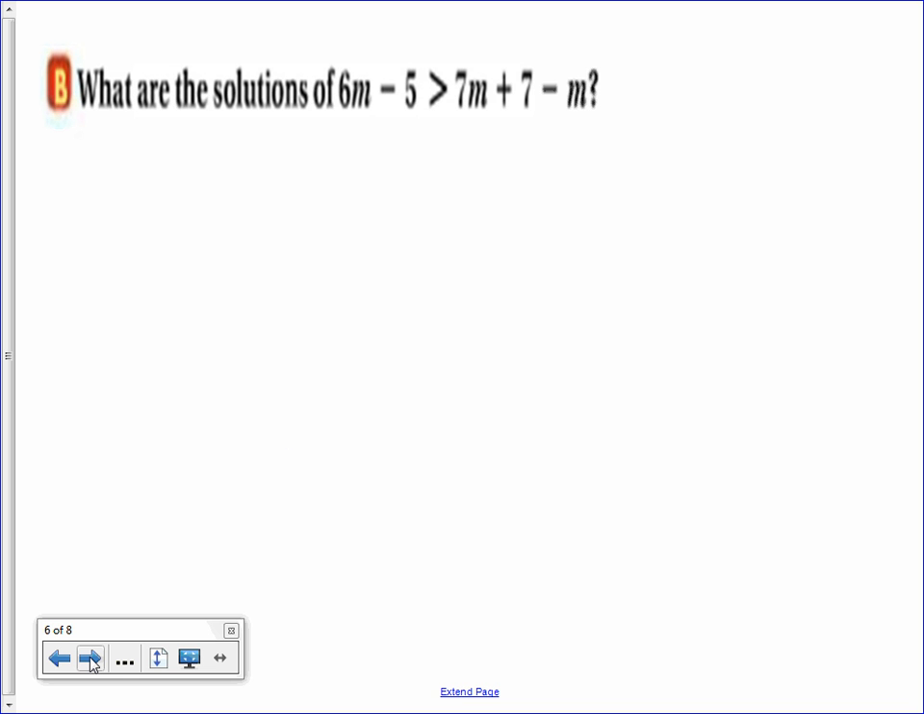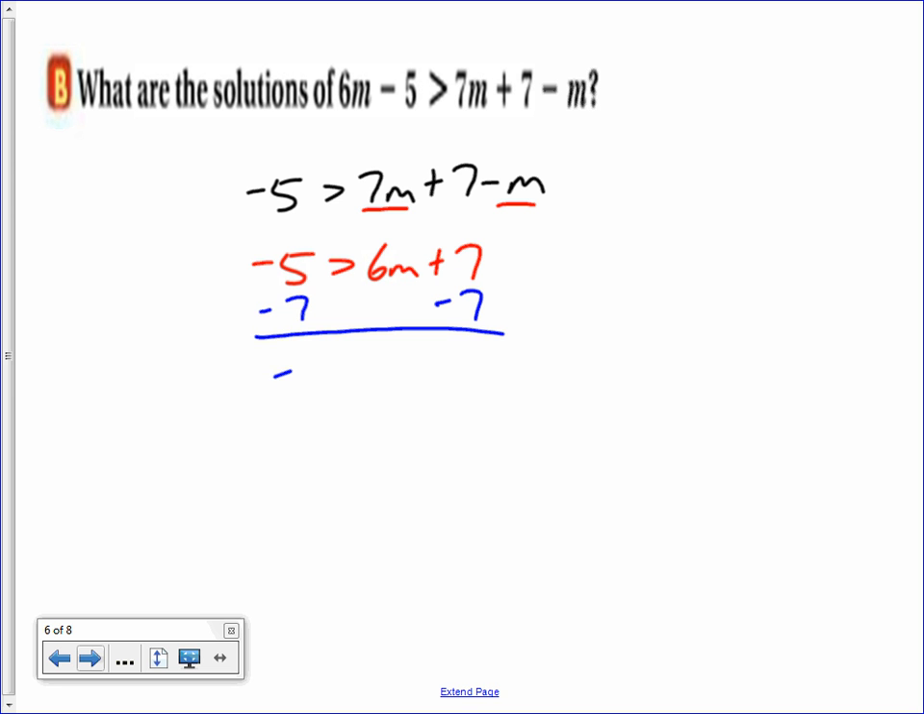Okay, same idea here. Let's take a look at this one. I've got a negative 5 greater than 7m plus 7 minus m. So if you take a look here, we've got like terms on this side. If I combine them, I'd have negative 5 is greater than 6m plus 7. So my next step, I could subtract off that 7, and I'd have negative 12 is greater than 6m. I could divide by the 6, and I'd have negative 2 is greater than m. Or if you want to switch it around, it would be m is less than negative 2.